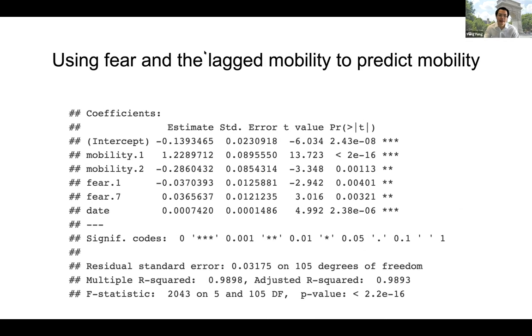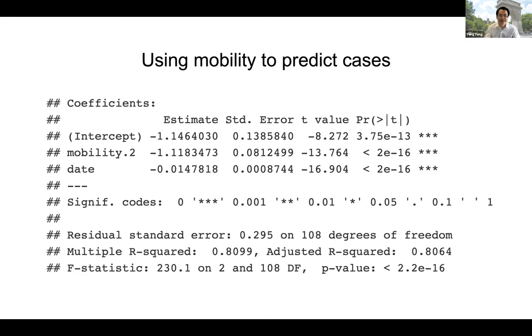So the next one is to use mobility to predict cases. That is another arrow in our causal relationships, which is to see how we can capture the cases using just mobility data. And you can see here, again, we have a high R square, which is pretty good, meaning that we could predict it very well using the date and mobility.2, which means the two-day lag of mobility.